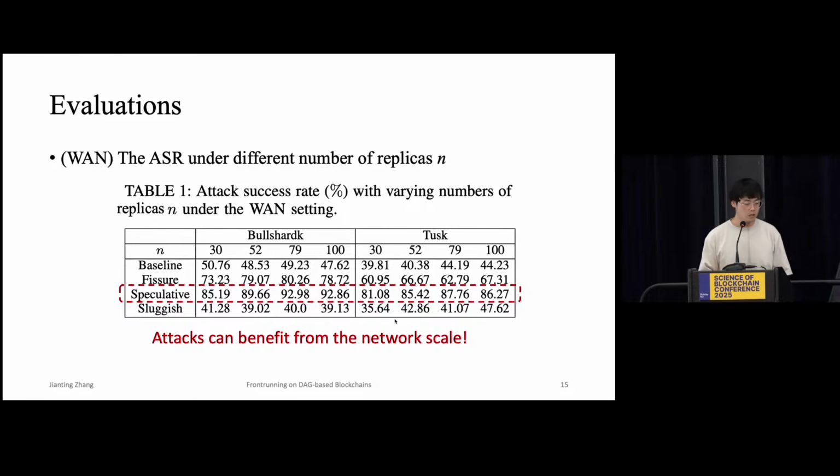We also find that the network scale impacts the attack success rate. Specifically, with more nodes in the system, the attack success rate can increase a little bit. One hypothesis is that with more nodes, the latency between the nodes increases as well. As a result, the malicious replicas have more time to react to the victim transaction and launch the specific front-running attack.